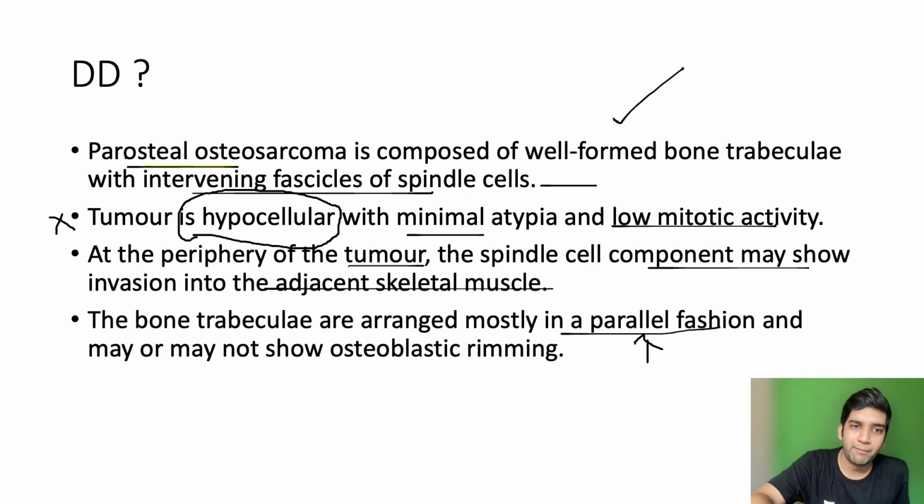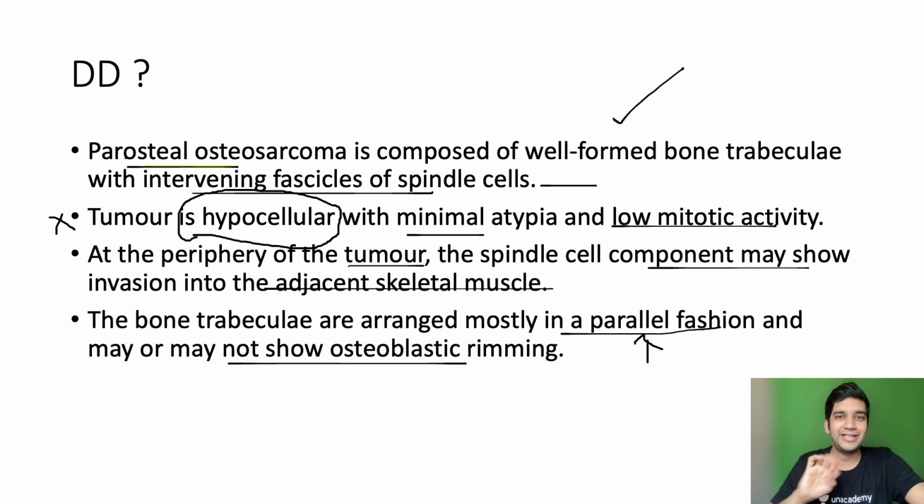The trabeculae will mostly be in a parallel fashion and they don't show osteoblastic rimming. Osteoblastic rimming will not help me to differentiate a fibrous dysplasia from a parosteal osteosarcoma. So I need a tremendous amount of suspicion. You have to know there's a very close mimic. Don't just look at your multiple thin trabeculae and jump to a diagnosis of fibrous dysplasia. Without imaging, do not report any bone or soft tissue lesion. That should be the dictum.